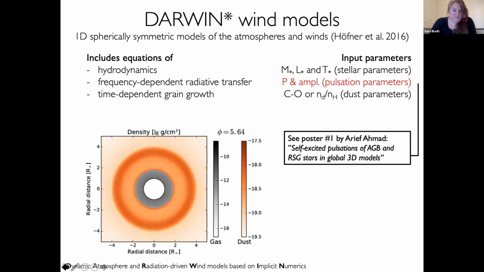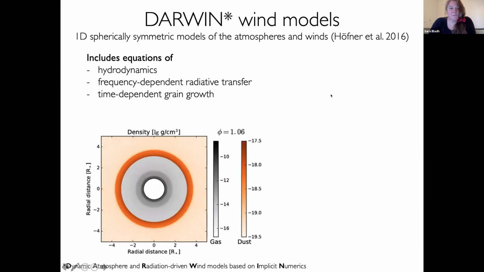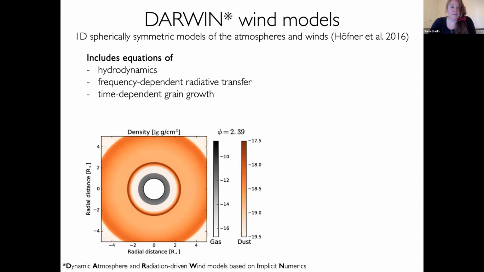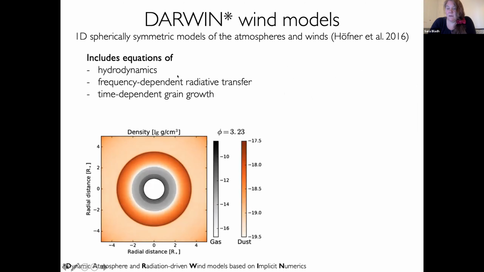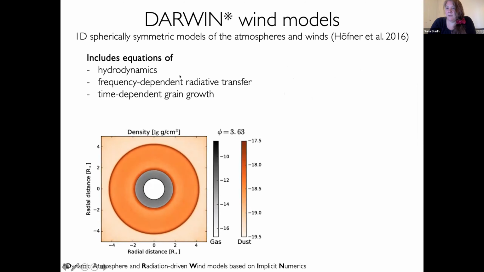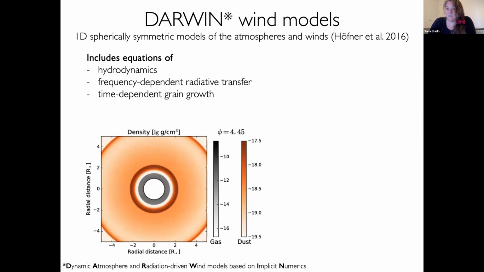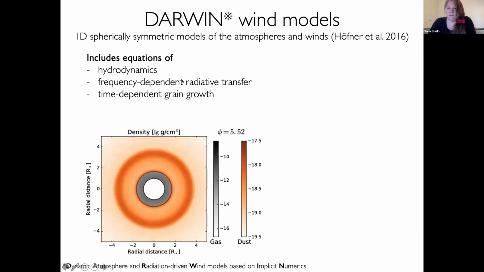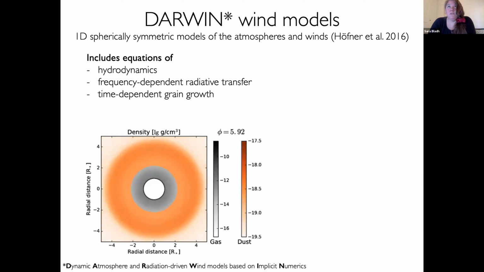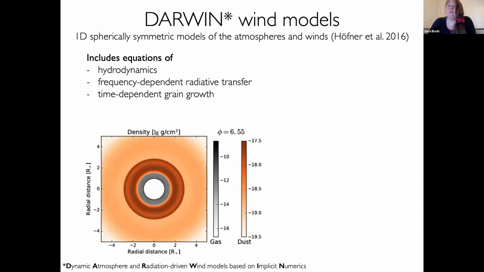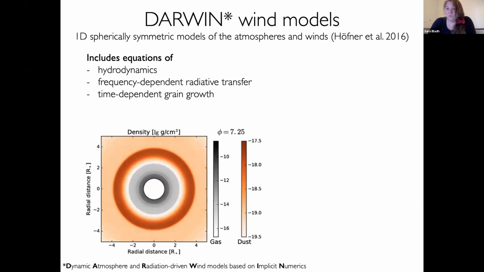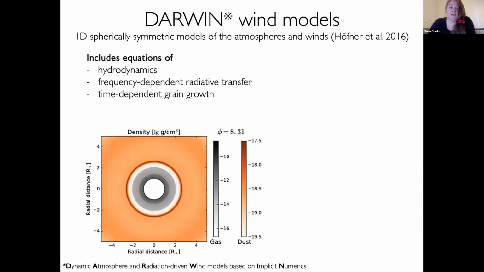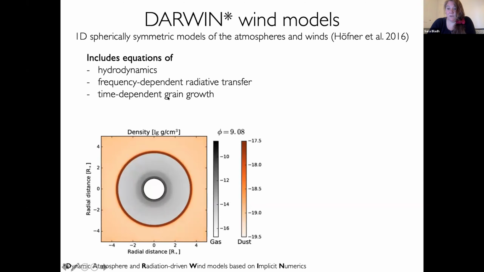So it is a hydrodynamical model. So it includes the equations of hydrodynamics, and this is to take care of the propagating sound waves and shock waves that form in the atmosphere. It includes frequency-dependent radiative transfer, which is important to take care of opacities of molecules and dust that form in the extended atmosphere. And then, of course, it has a description for time-dependent grain growth.